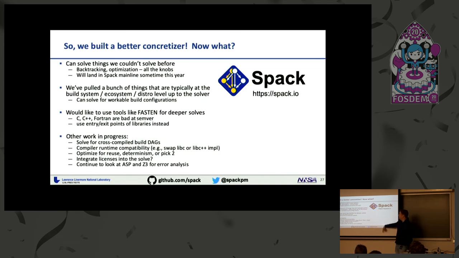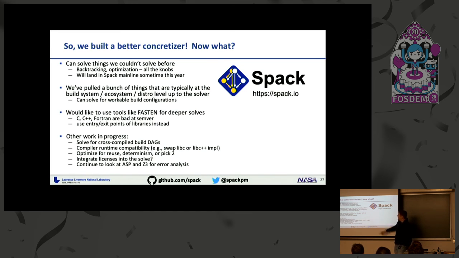Other stuff that we'd like to be able to do that I think we can do with this new solver is solve for cross-compiled build DAGs. So actually do things like if something has a build and a link dependency on a library, build it once for the front-end environment where we're compiling and build it again for the back-end environment where we would be running. And so figure out where to split nodes in the DAG. I think we could definitely do that.